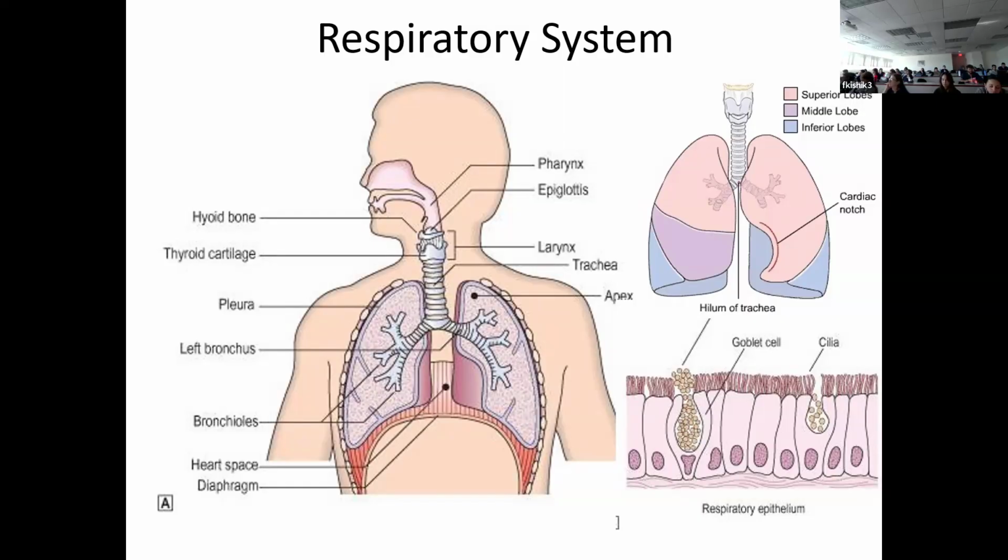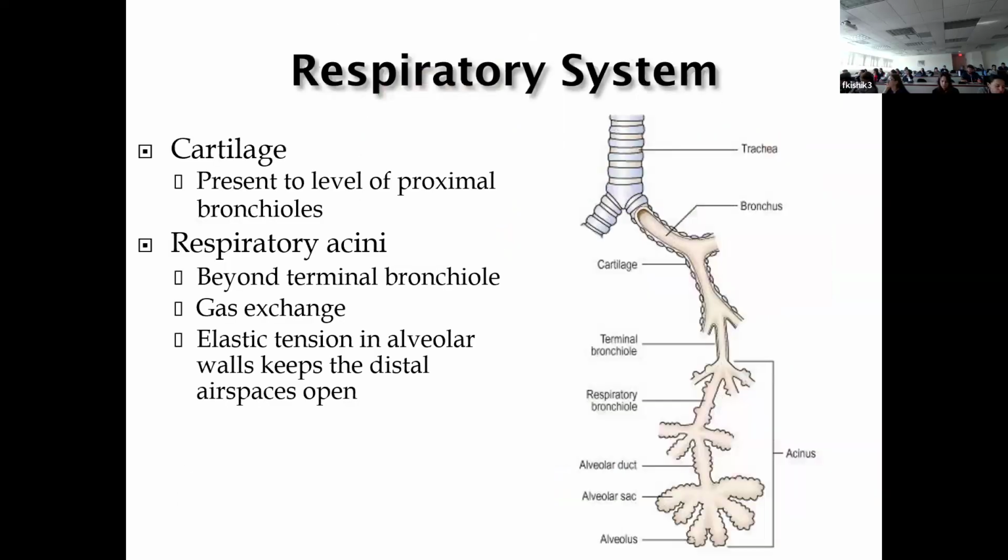Lower lobes are the largest because they take up the majority of your back. So that's anatomy stuff. You've got cartilage present to the level of the proximal bronchioles, and then you've got respiratory acini, which are beyond the terminal bronchioles, and here's where we have gas exchange. You've got elastic tension in the alveolar walls to keep the distal air spaces open, because when we breathe, we're under a negative pressure system.